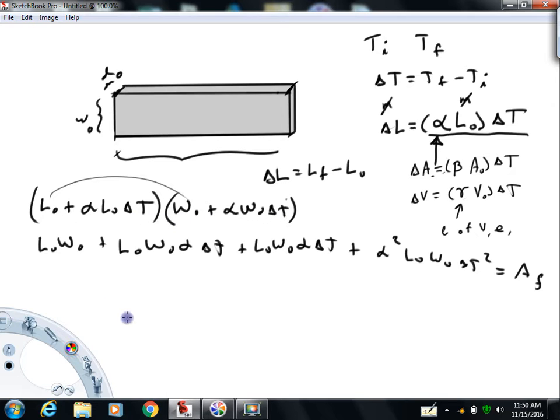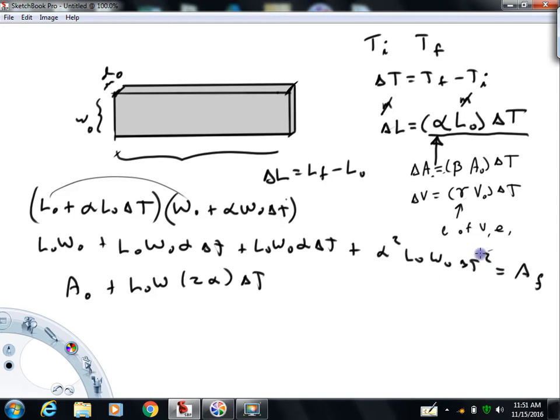Now, if we take a look at this thing real carefully, this thing right here, L sub O, W sub O, that represents the original area before the temperature changed. So I'm going to call that A sub O for original area. These two terms here and here are the same, L sub O, W sub O, alpha, delta T. So these can be added together to L sub O, W sub O times 2 alpha delta T. There's a reason why I put the 2 at the alpha and I'll describe that in a second.